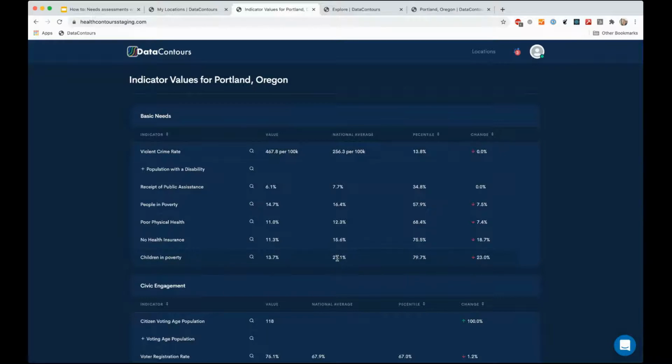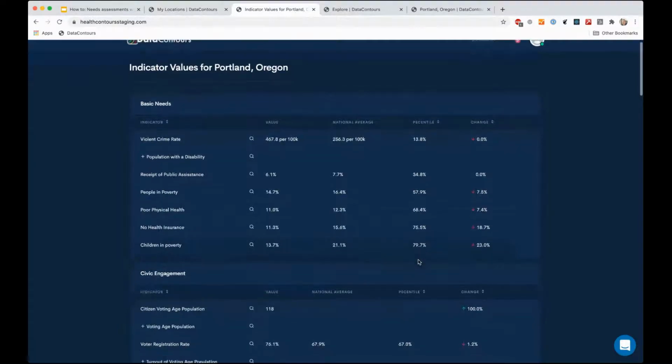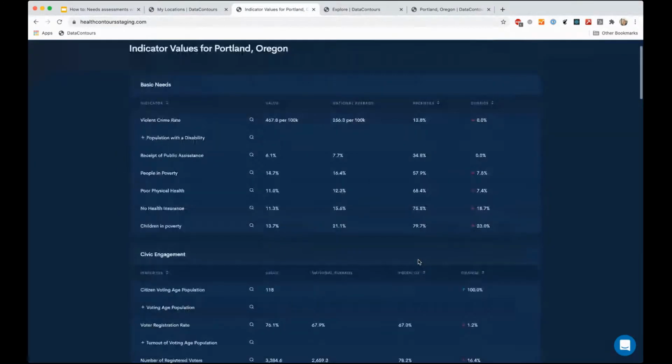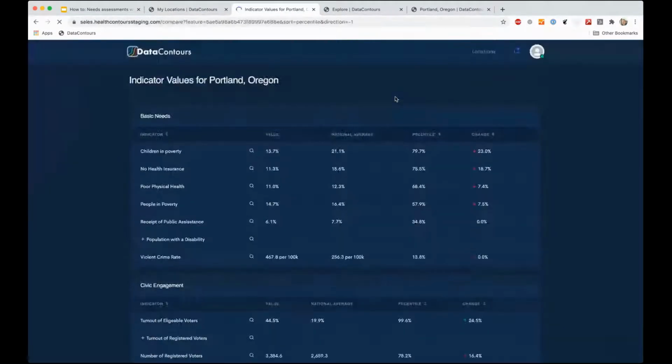So we say for children in poverty, for example, the national average is 21%. So Portland's actually doing better than the national average, which is why it's up around the 80th percentile, with a higher percentile being better, 100th percentile being the best, first percentile being the worst. So right away, an easy way to start to filter out which needs or which indicators are a priority within our community. So we can actually sort this column and sort the tables to show where the percentile is highest.